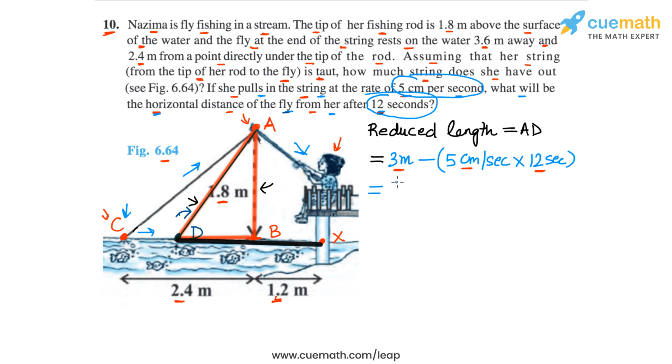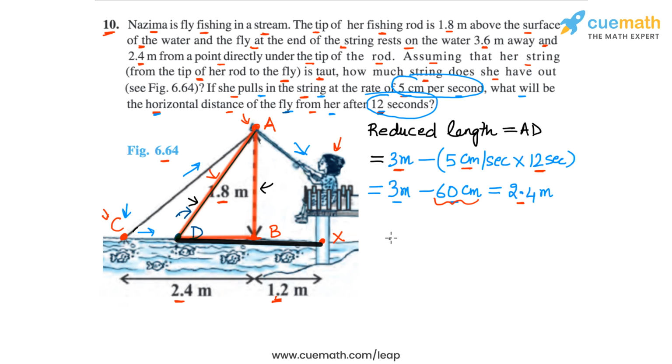Okay, so make sure that you understand this. So we will get 3 meters minus 5 into 12 is 60. So you will get 60 centimeters. Make sure you get the units right. So 3 meters minus 60 centimeters is 2.4 meters. You can basically write 60 centimeters as 0.6 meters. So 3 minus 0.6 is 2.4. So now you have the length of AD, the reduced length of the string.